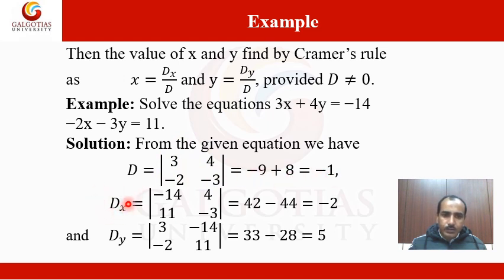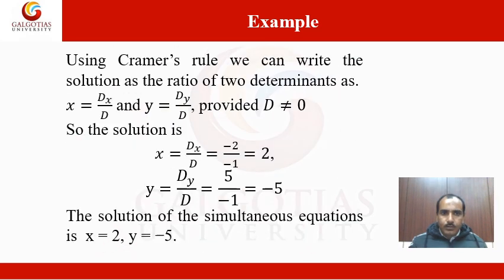Similarly, determinant Dx is written by replacing the x column in D with the constant values on the right hand side of the given equations. So the determinant Dx is minus 14, 4, 11, minus 3, and its value is minus 2. Similarly, the value of determinant Dy is 5. Now using Cramer's rule, we can write the solution of the simultaneous equations as the ratio of two determinants: x equal to Dx upon D and y equal to Dy upon D, provided D is not equal to 0.